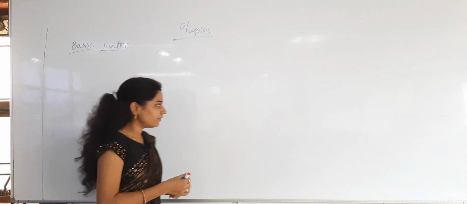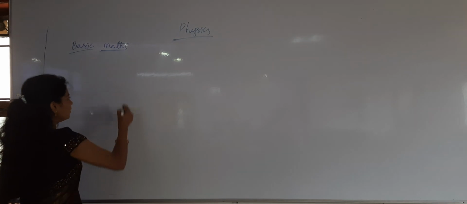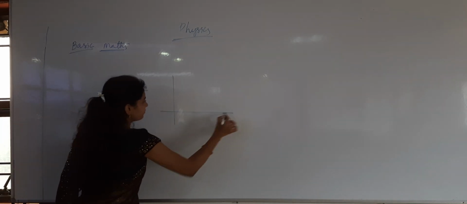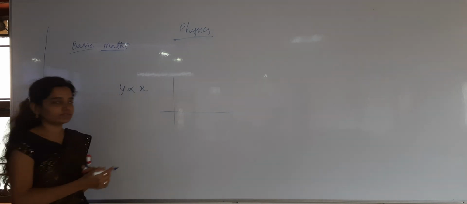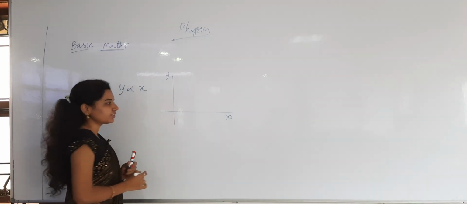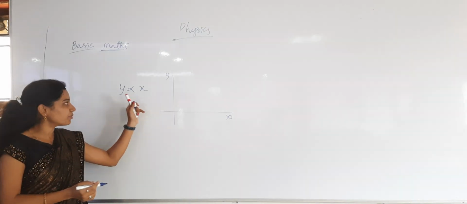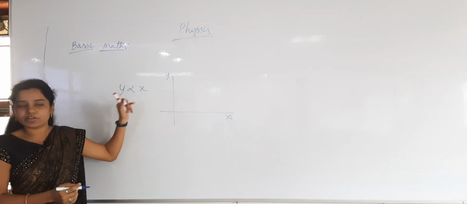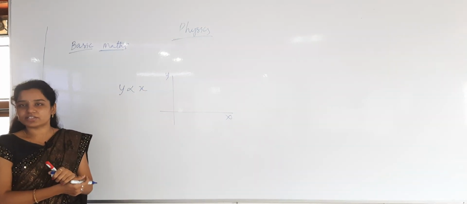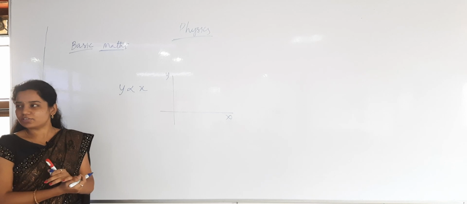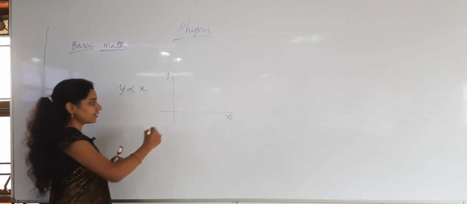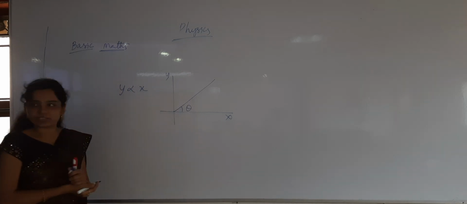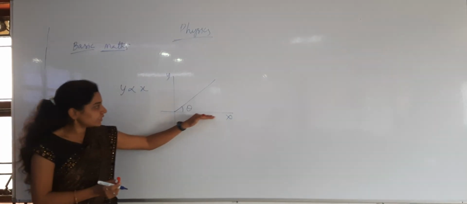Whenever I say that y is directly proportional to x, what graph will you get? For example, if I take y here and x here, what is the graph you will get? Directly proportional: as y increases, x also increases. You will get a straight line like this, with some slope, at an angle theta. As x increases, y also increases.